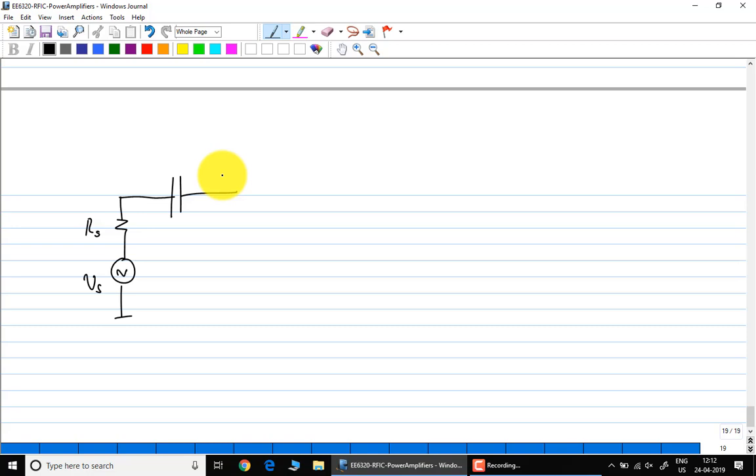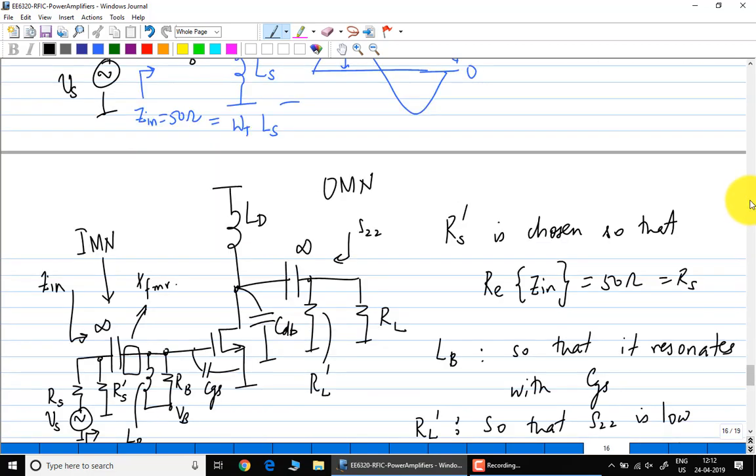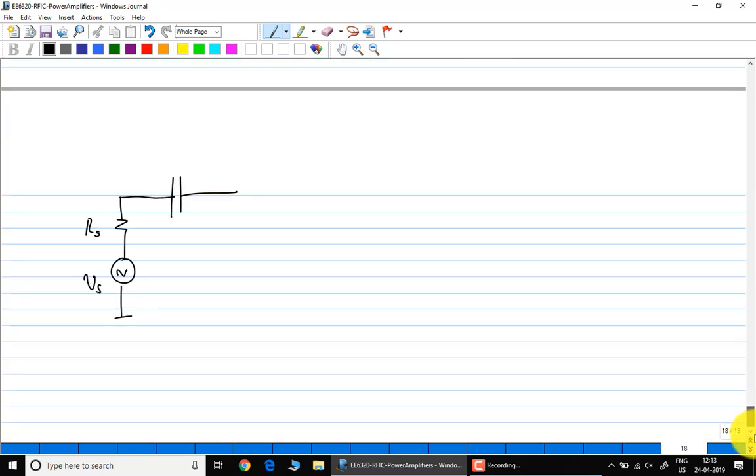Yeah, we're going to come for that. We have not discussed the output matching network yet, right? Did I? I discussed the most basic one, right? Correct. So I guess your question is now valid, right? Why not use an output matching network? So let's draw this.